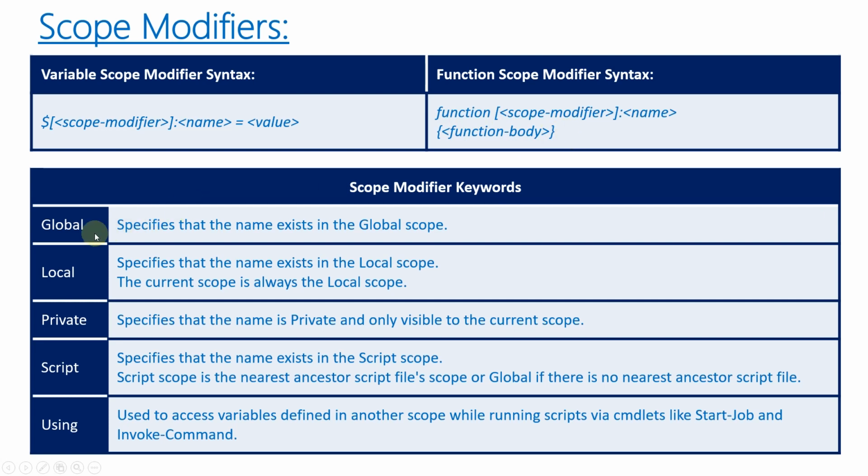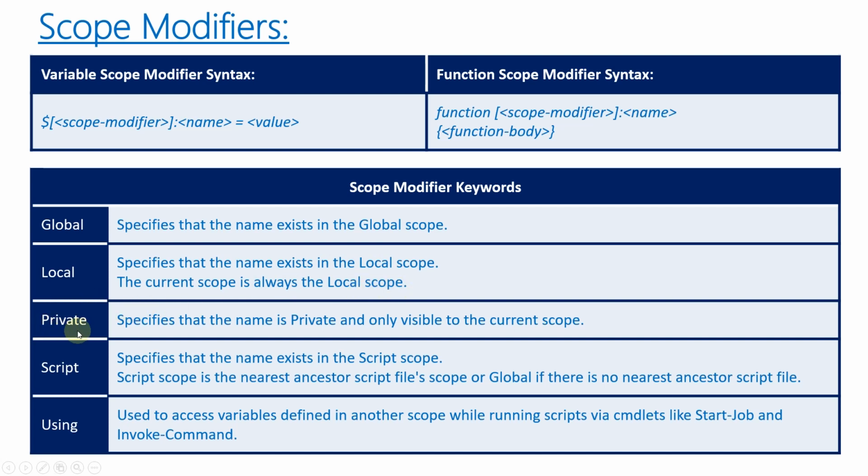So we basically have the global, local, private, and script scope modifier keywords, using which we can specify the scope for any item. If we use the global keyword, then it specifies that the name exists in the global scope. If we use the local keyword, then it specifies that the name exists in the local scope. Also, the current scope is always the local scope.